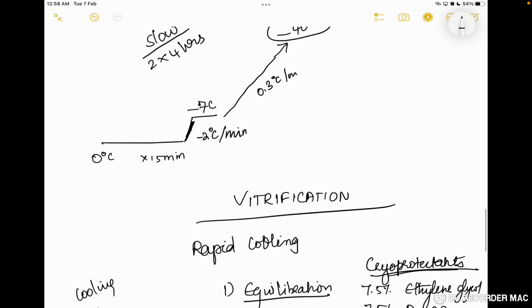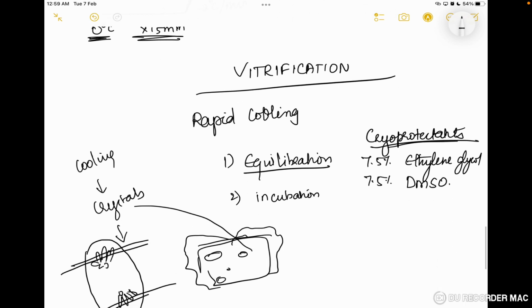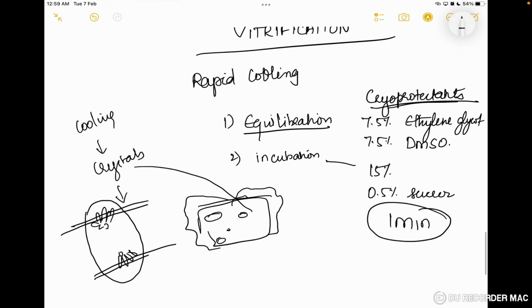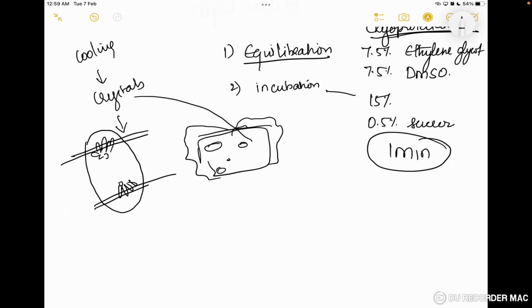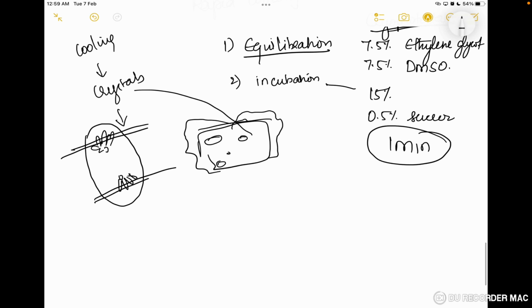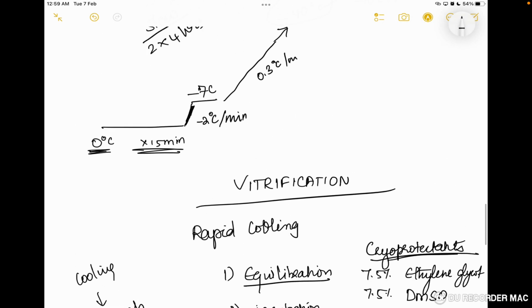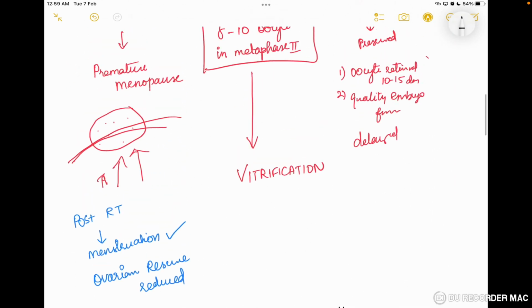That is, you can see here, 0 degrees Celsius for 15 minutes. This is the equilibration phase. And then the second thing is the incubation period. Here the same drugs but at 15% concentration, along with 0.5% sucrose, are added, and this incubation period is only for 1 minute. It's such a rapid thing. After incubation in the vitrification solution, we take it to liquid nitrogen and store it in the freezer. So this is the concept of fertility preservation.